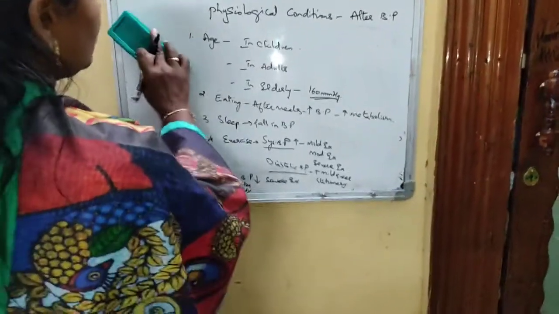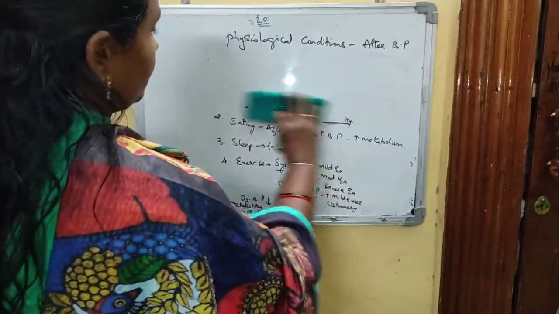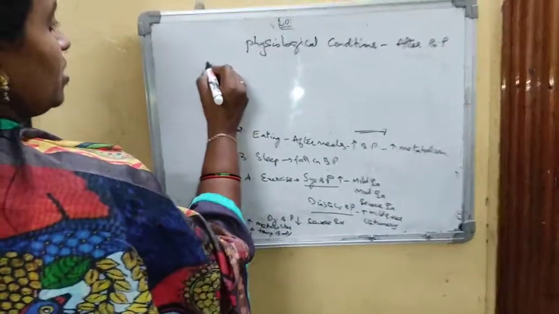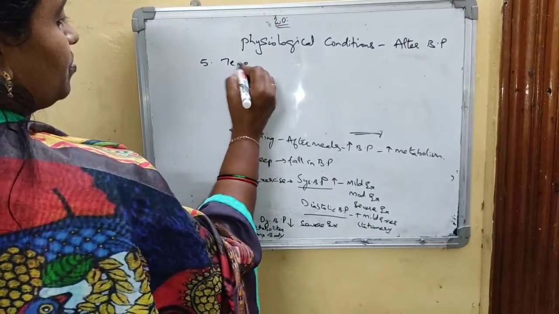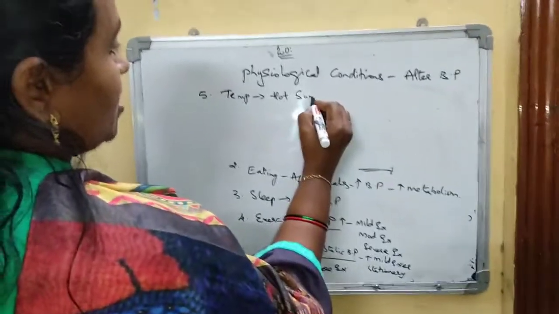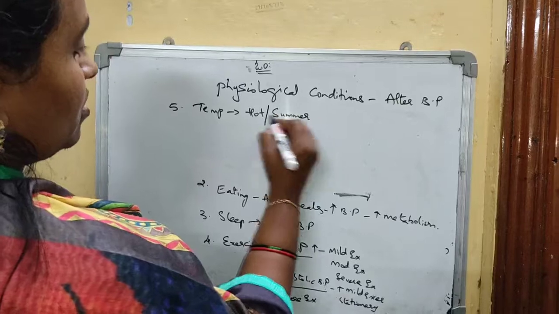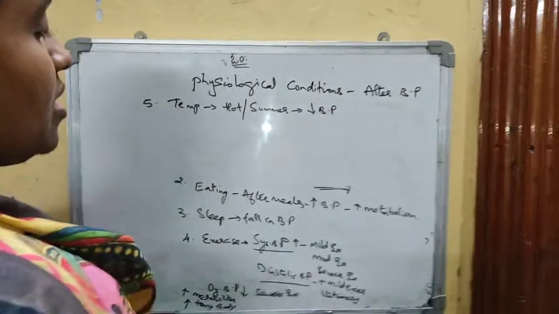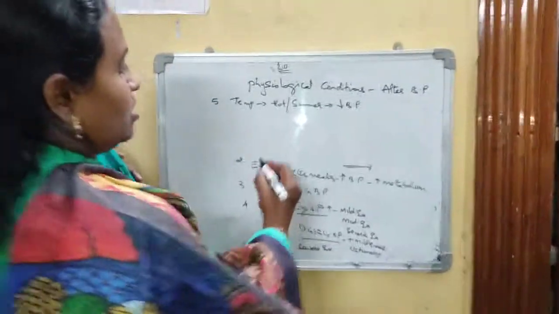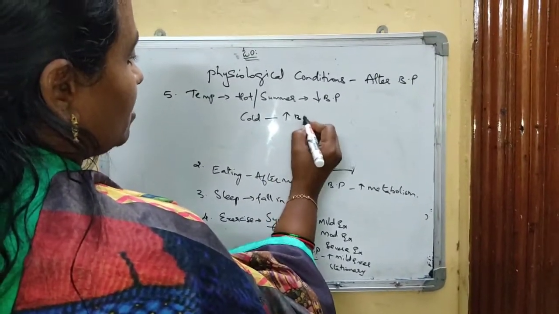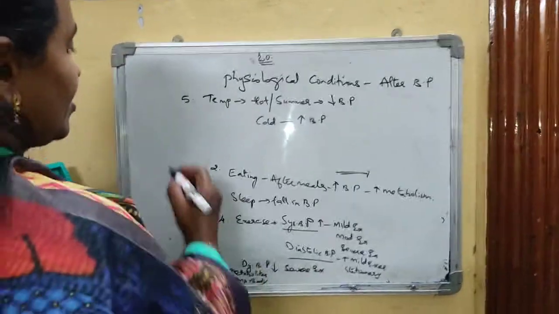Next factor, the fifth one, is temperature. In hot climate or in summer there is a fall or decrease in the blood pressure. In cold climate the blood pressure increases.